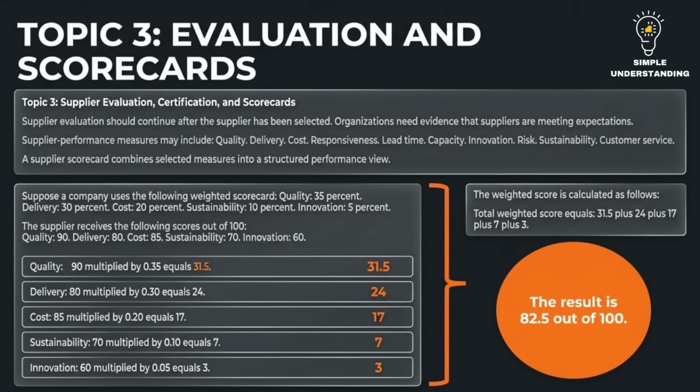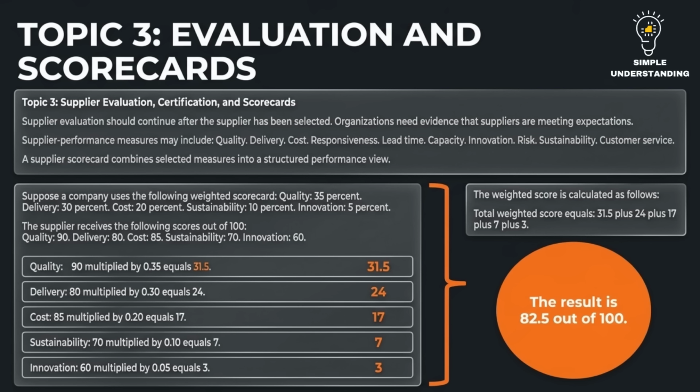Suppose a company uses the following weighted scorecard: quality 35%, delivery 30%, cost 20%, sustainability 10%, innovation 5%. The supplier receives the following scores out of 100: quality 90, delivery 80, cost 85, sustainability 70, innovation 60.